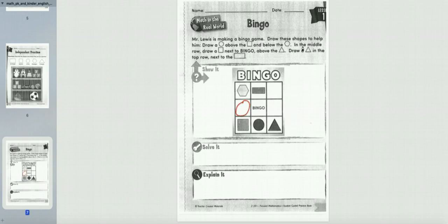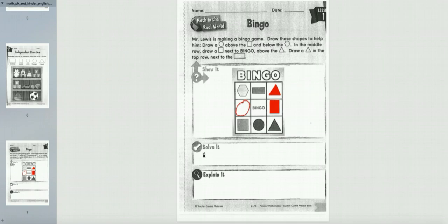Next, it says, in the middle row, so our middle row, draw a square next to bingo, above the triangle. So next to right here, and it's above the triangle. Next, draw a triangle in the top row, next to the rectangle. Good job.